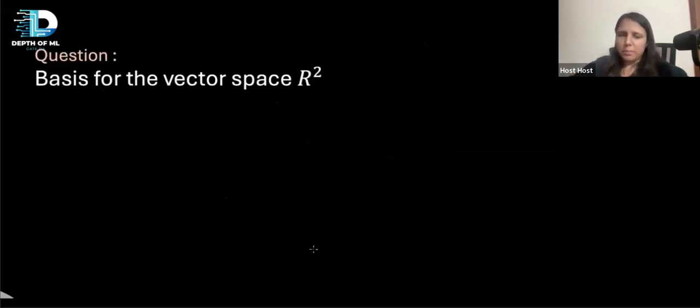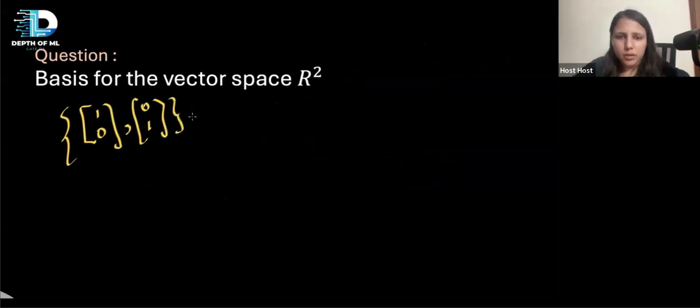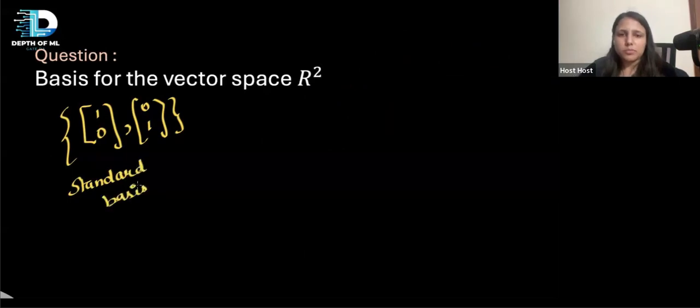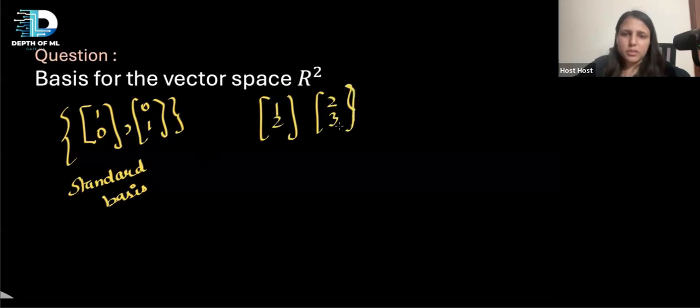Now let's see a basis for vector space R2. Based on your understanding so far, can you give me a basis for R2? 1, 0 and 0, 1. Okay. Will there be just one basis for R2? This is the standard basis, correct? There can be infinitely many bases, right? Multiple.